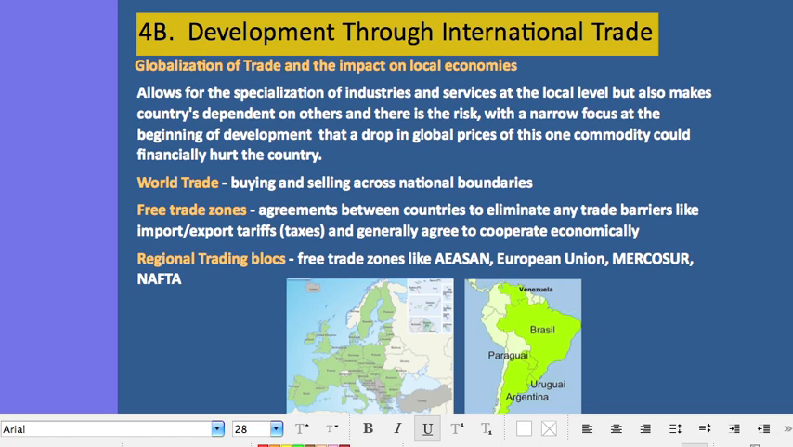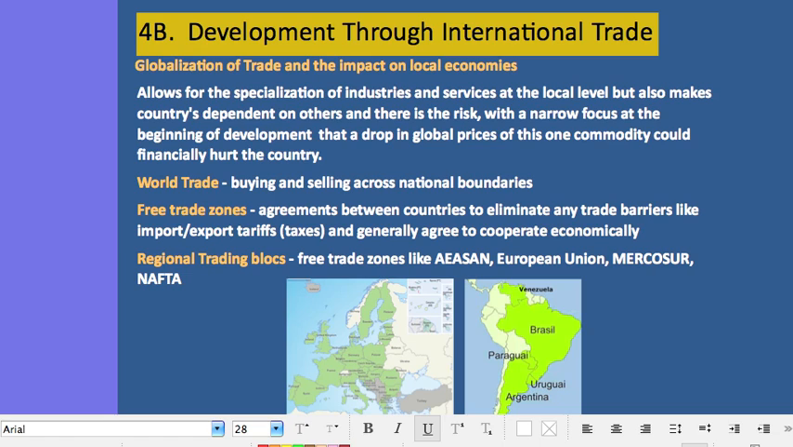World trade basically is a key term. It's buying and selling across national boundaries. It's not just trading within your own country, but trading your goods and services beyond your country's boundaries. Free trade zones are areas where there is free trade. So there are agreements between countries to eliminate any trade barriers, like export or import tariffs or taxes, or any other policy that would hurt trade between these countries.